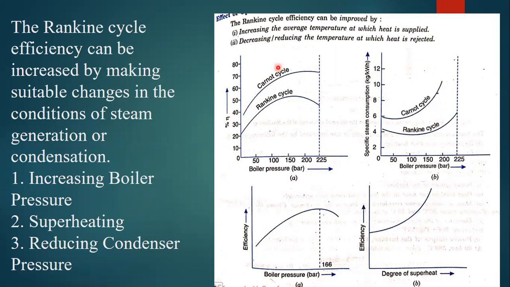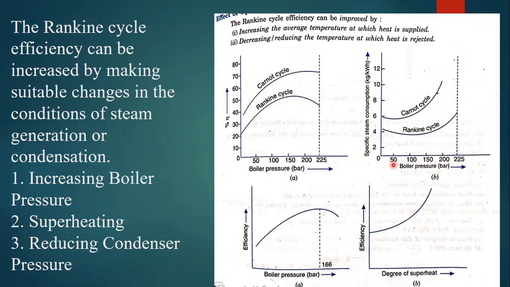But for the Rankine cycle, if the boiler pressure is low, then the Rankine cycle efficiency is going to be around 22% only. If we go on increasing the boiler pressure, the Rankine cycle efficiency also increases. And these plots are drawn after doing several experiments. And next, the second one is superheating.